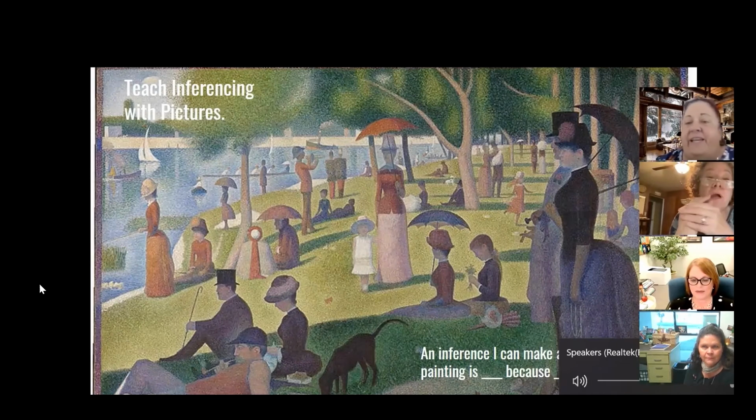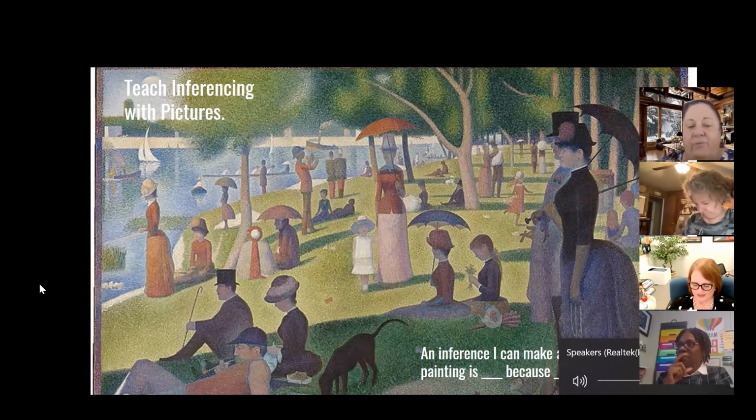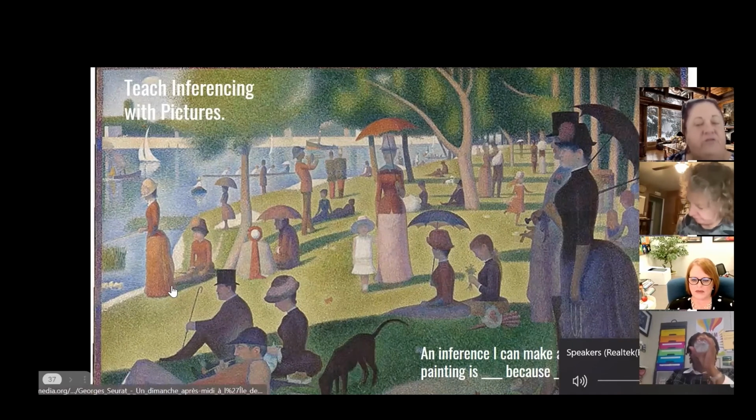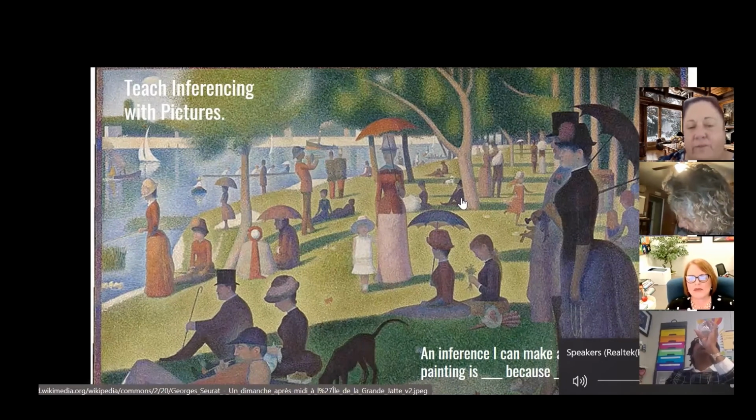And you can just use any image from any text that you're reading with students, right? I just put this in because I love this painting. So I always use it, but just getting them to produce language about inferencing. And so if we start with the images, then we can build it to text, but it gets them used to the thinking that's needed for verbal reasoning.